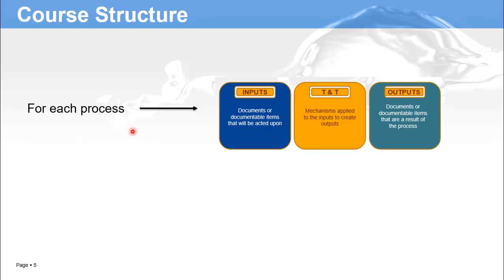For each process, we will illustrate the inputs. These are the documents or items that will be acted upon. This is the information needed to perform the process, to implement and execute this process. The tools and techniques represent the mechanisms used to generate the outputs. In general, it could be some kind of analysis that will enable the project manager to generate the output. The output mainly will be a document or documents generated as a result of performing this process.